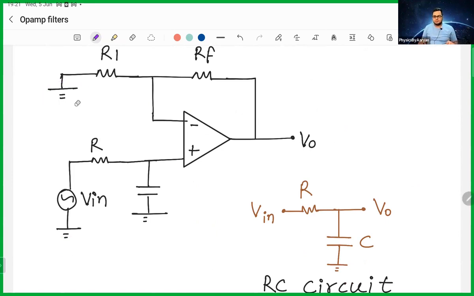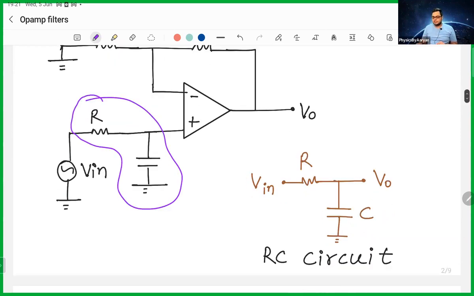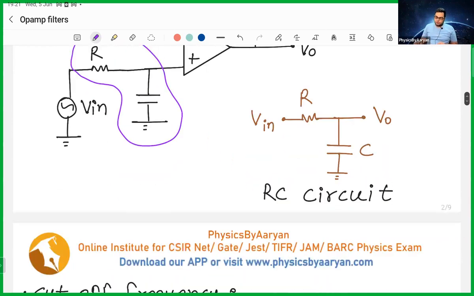And this is your output voltage, this is your input voltage, this is again your grounding, this is a resistor, and here is a capacitor. In this entire circuit, everything else is just for formality, or you can say to increase efficiency. The main element is this one, and this RC circuit is responsible for the filtering.